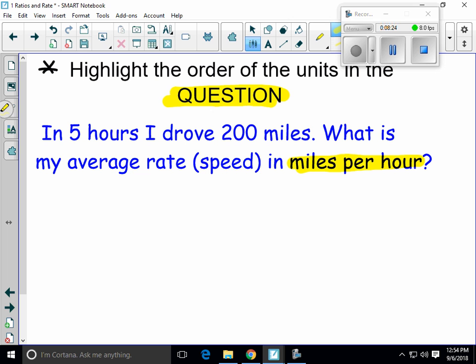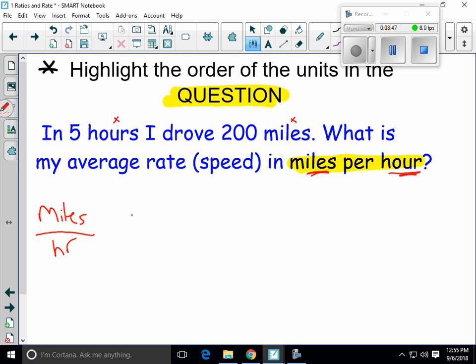So I'm looking at the way it's presented in the question. I'm not paying attention to the original problem where it said hours first and miles second. I want to know the speed in miles per hour. So the final question will show which one to put on top and which one to put on bottom.